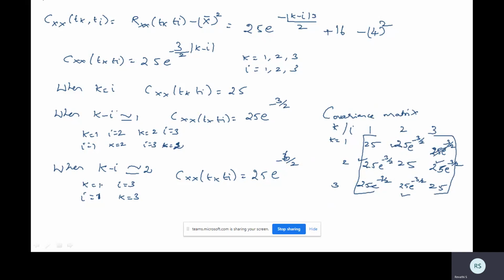And finally, k equal to 1, i equal to 3. K is 1, i is 3. That is first row, third column. You are going to fill 25 e power minus 3 only. So this is 25 e power minus 3. Similarly, this is 25 e power minus 3. Okay, so please, you can write it down.